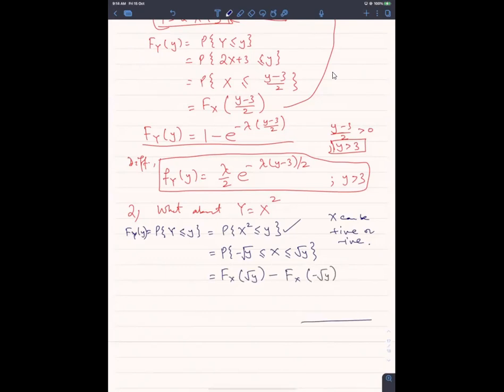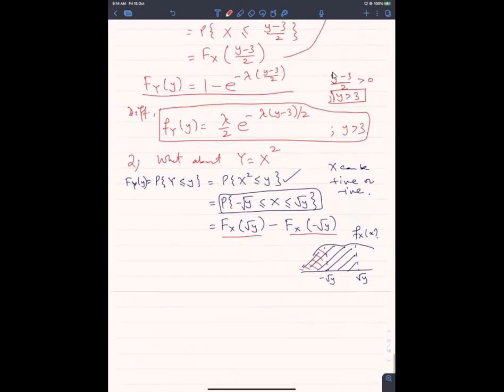तो ये बेसिकली आपके पास ये डेंसिटी फंक्शन था x का, fx of x. एक जगह पे आपके पास square root of y आ रहा है और एक जगह पे minus square root of y आ रहा है. So I am interested in the probability that x is between minus square root of y and plus square root of y. So that would be equal to this blue area, ये सारा blue area, minus this red area. And the blue area is fx of square root of y, and the red area is fx of minus square root of y.